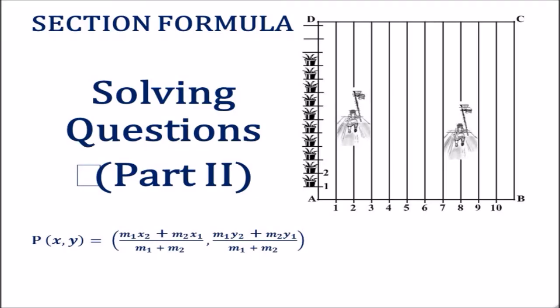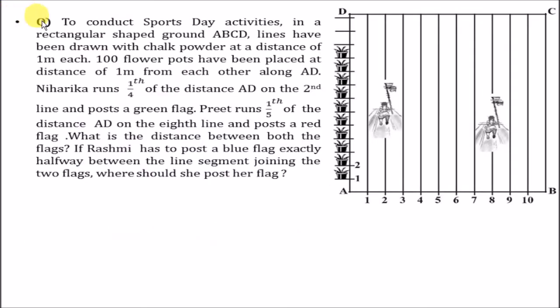Hello, dear students. This is the second part of the series, Solving Questions Applying Section Formula. The first question in this part is, to conduct sports day activities in a rectangular shaped ground ABCD, lines have been drawn with chalk powder at a distance of 1 meter each.